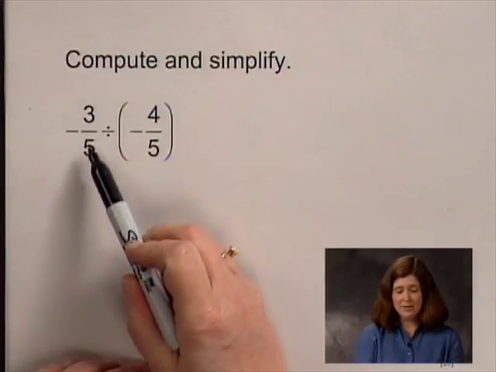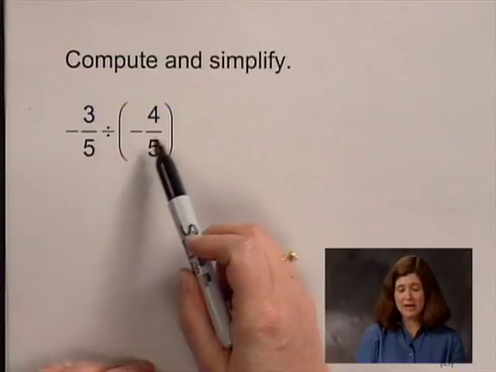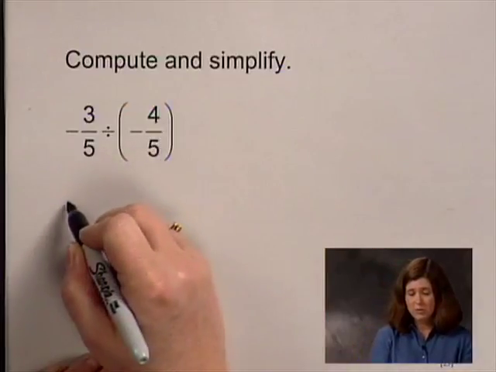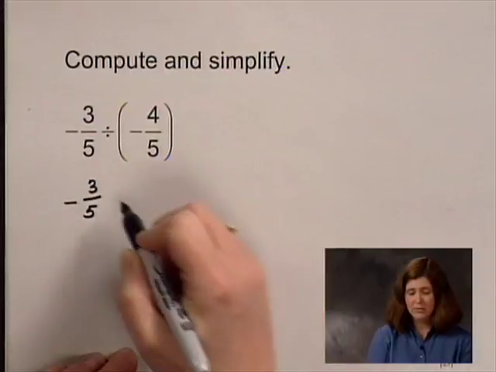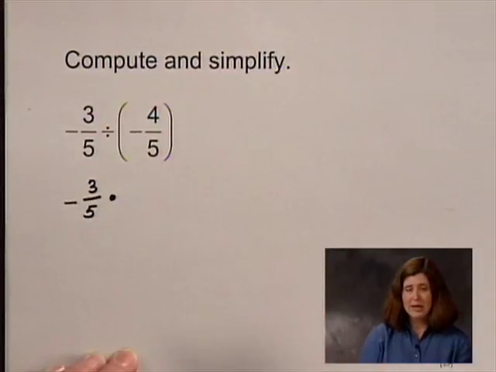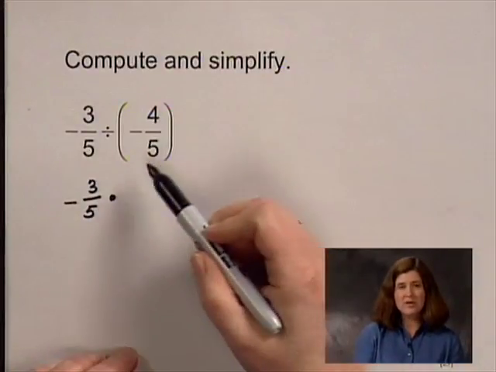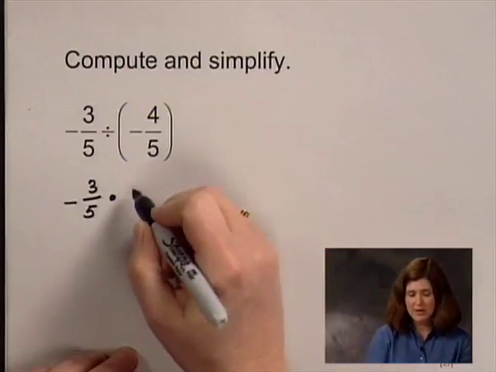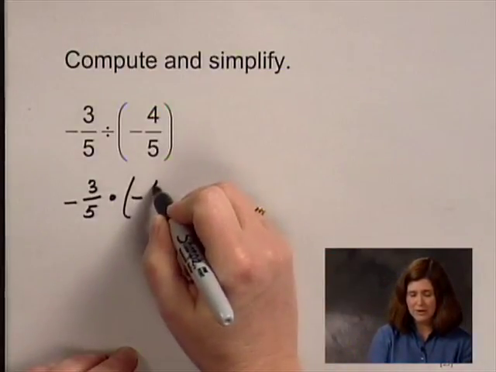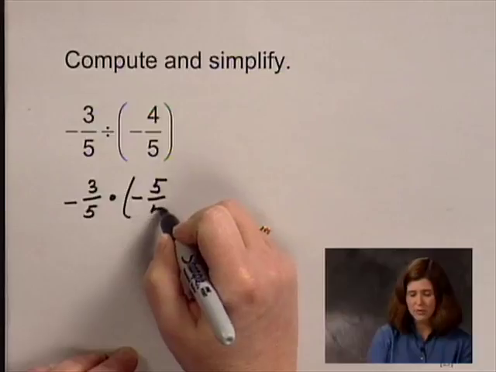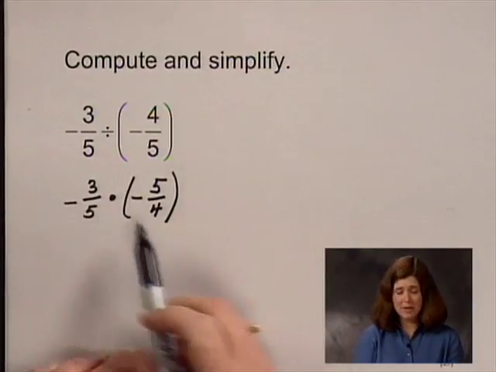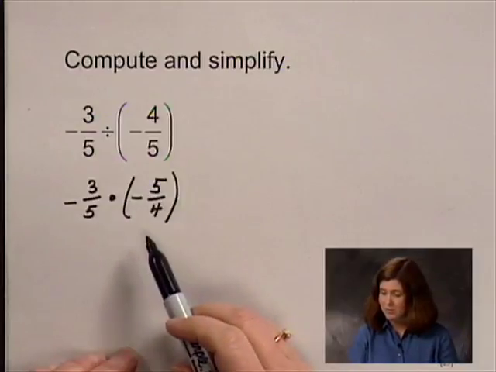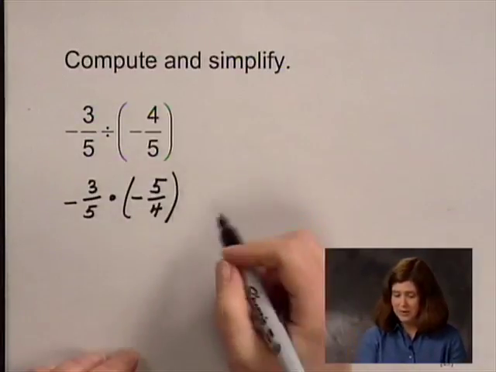We're dividing -3/5 by -4/5. So we write the first fraction, or the first number, then we write a multiplication sign, and then we write the reciprocal of -4/5. That will be -5/4. Once we've done this, we can multiply by multiplying numerators and multiplying denominators.